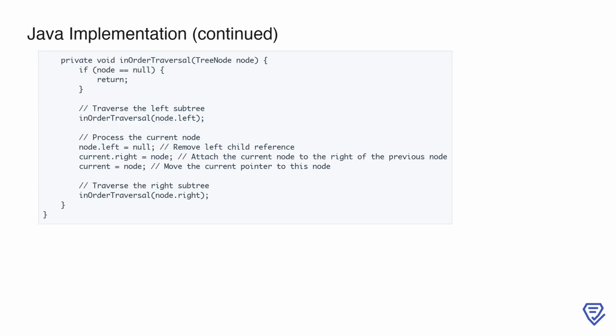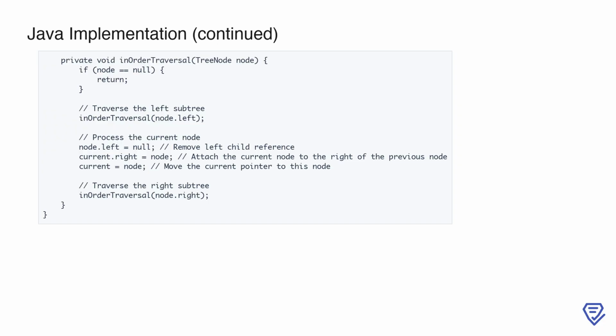It first checks if the current node is null, in which case the method simply returns. Otherwise, it begins by traversing the left subtree, ensuring that all left descendants are processed first. After completing the left traversal, we handle the current node.